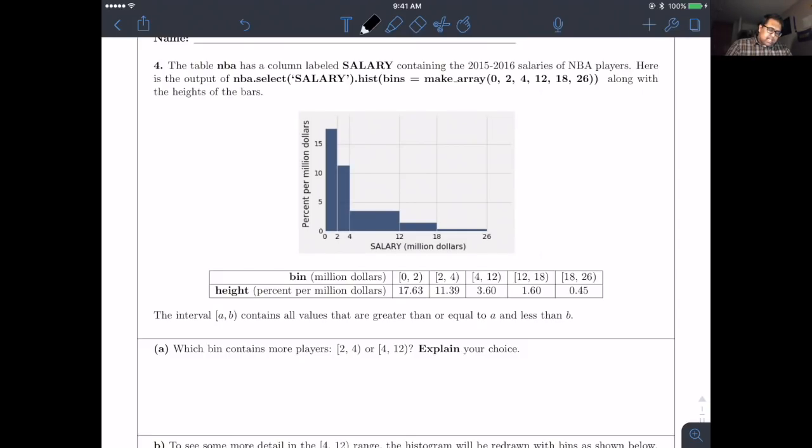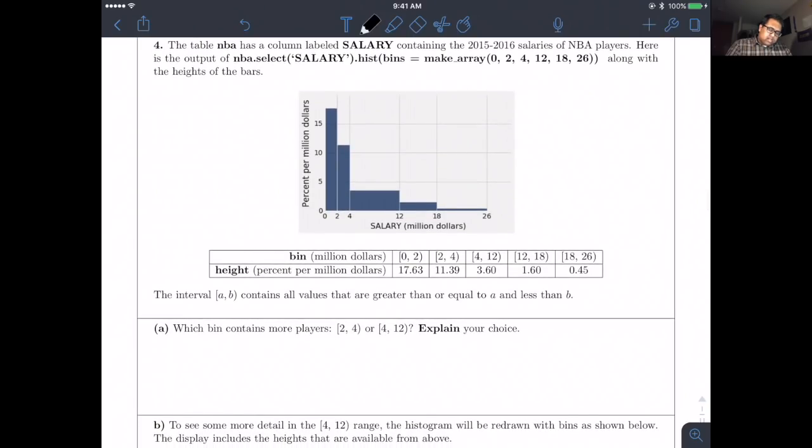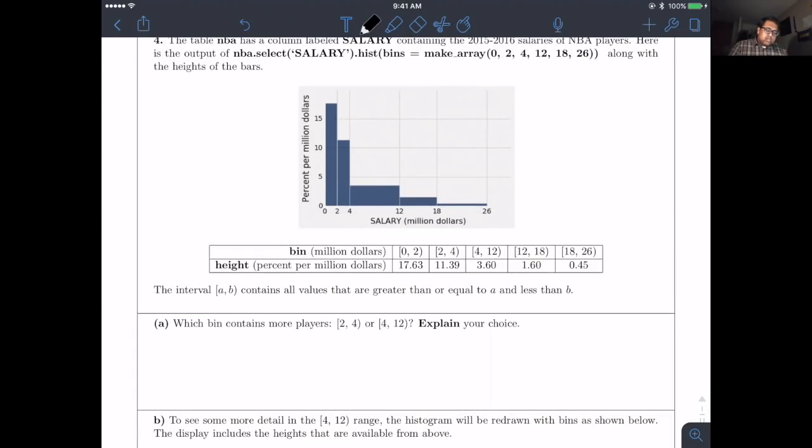So our first question is, which bin contains more players? 2 to 4 or 4 to 12? Right. So here, it's not the width of the bin that tells you the number of players that we have, nor is it the height of the bin, but rather it's the area of the bin, right? Which is what we're accustomed to with histograms. With histograms, the area of a bin is equal to its proportion with respect to all the data in the data set, right? So let's look at the area first of the 2 to 4 bar, right?